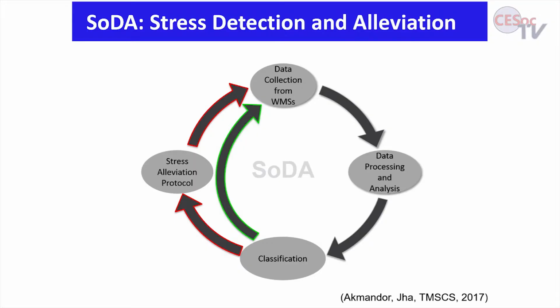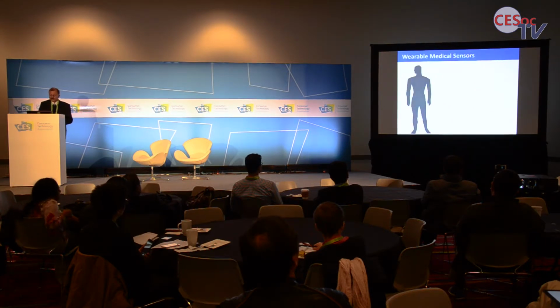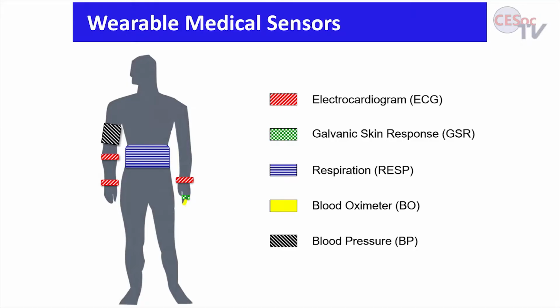This system called SODA, for stress detection and alleviation, collects the data from these wearable medical sensors and does local inference and classification. If it finds in real time that you're stressed right now, through an app, it communicates with you and recommends some stress mitigation techniques. When this experiment was done, all these wearable medical sensors were discrete, and these were the different parts of the body where they were located. This was a year and a half ago, but since then, a lot of these sensors have been consolidated, so it's much easier to wear these sensors now.